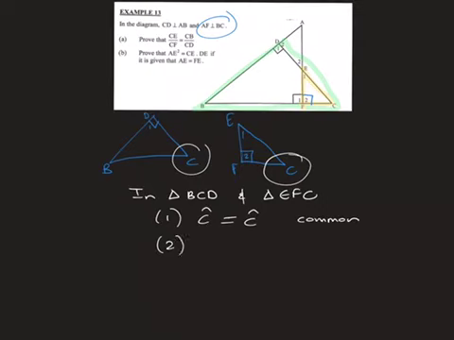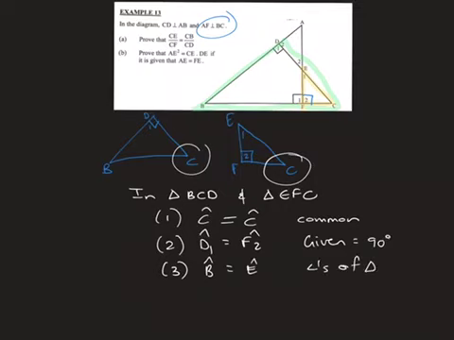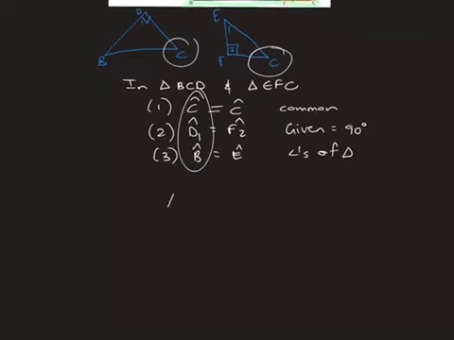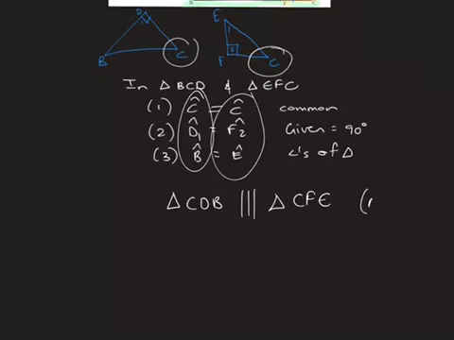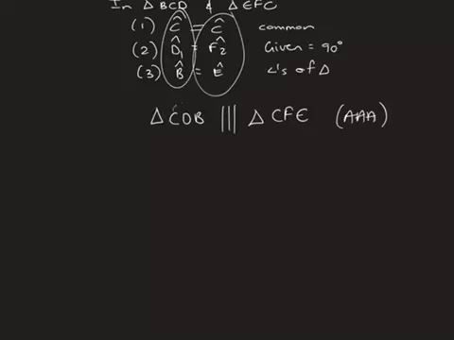Then I've got D1 equal to F2 given equal to 90 degrees. And so then angle B equals angle E1, angles of a triangle. So my order is triangle CDB is going to be similar to triangle CFE because of angle, angle, angle, or equiangular. So then we do our loops.